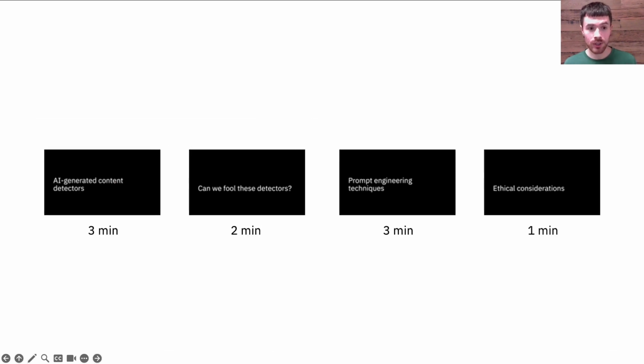Now the question becomes, can we fool these detectors? Can we use prompt engineering to somehow fool them? Well, first I'll give you an intuition and then I'll really answer the question when it comes to prompt engineering.